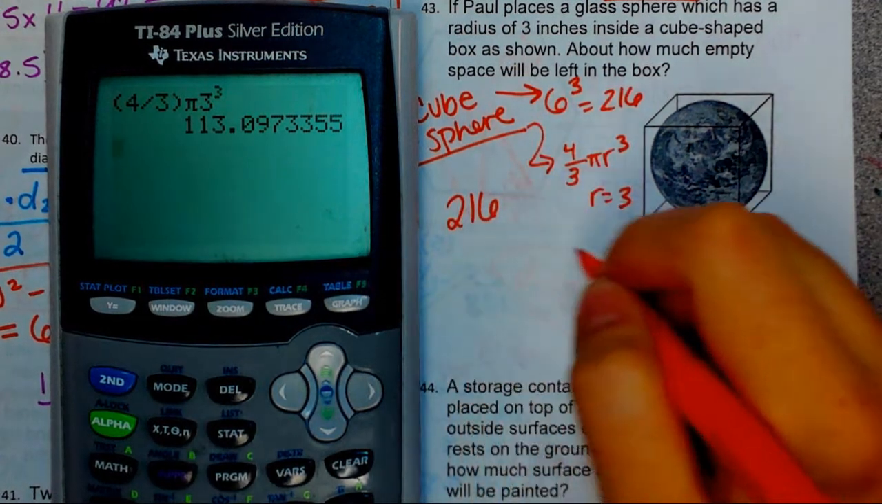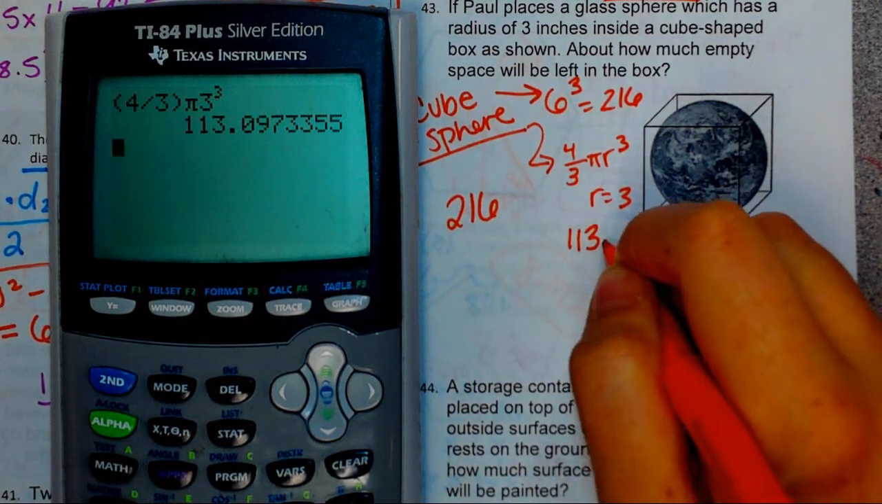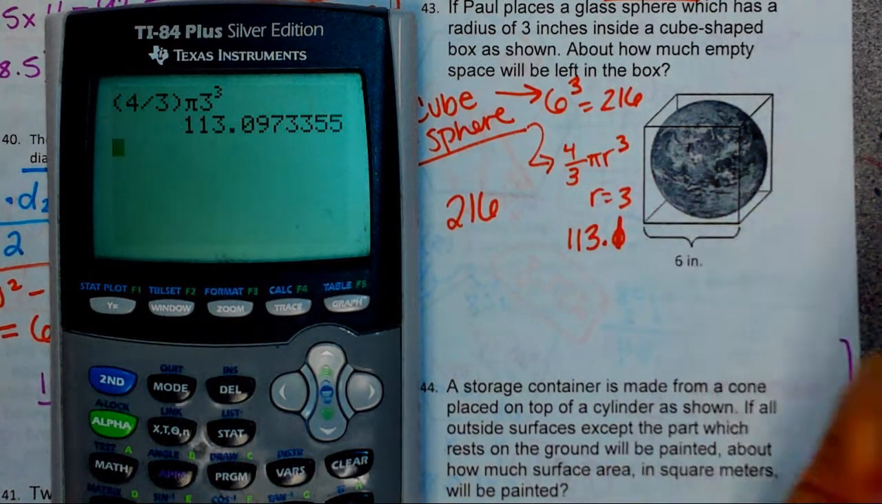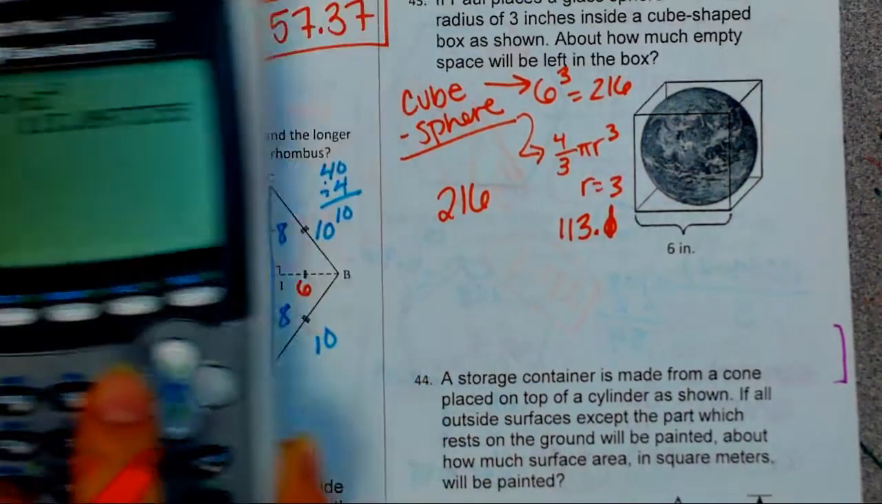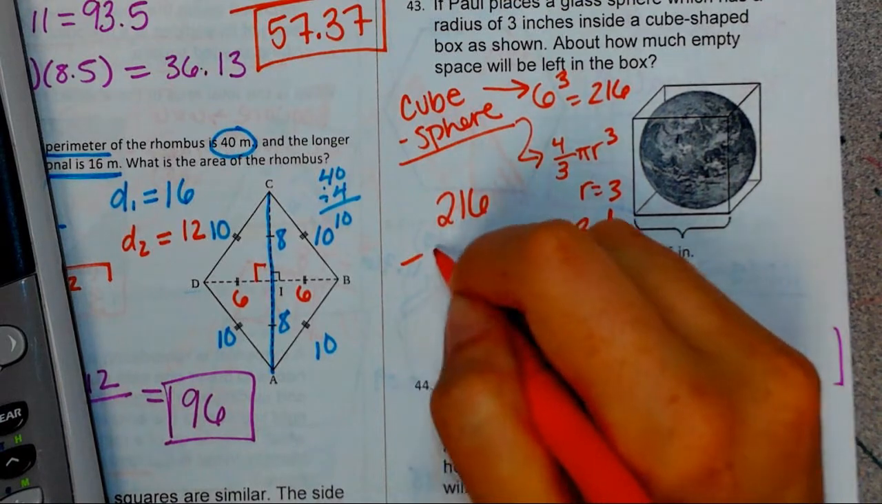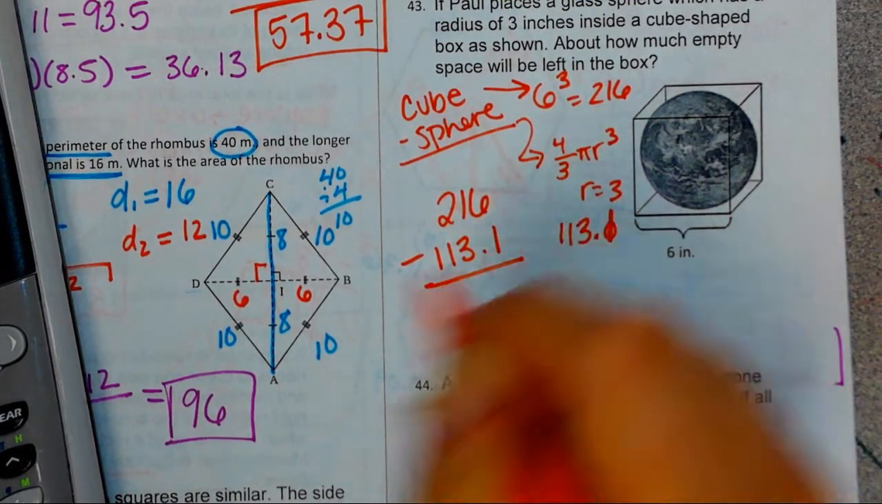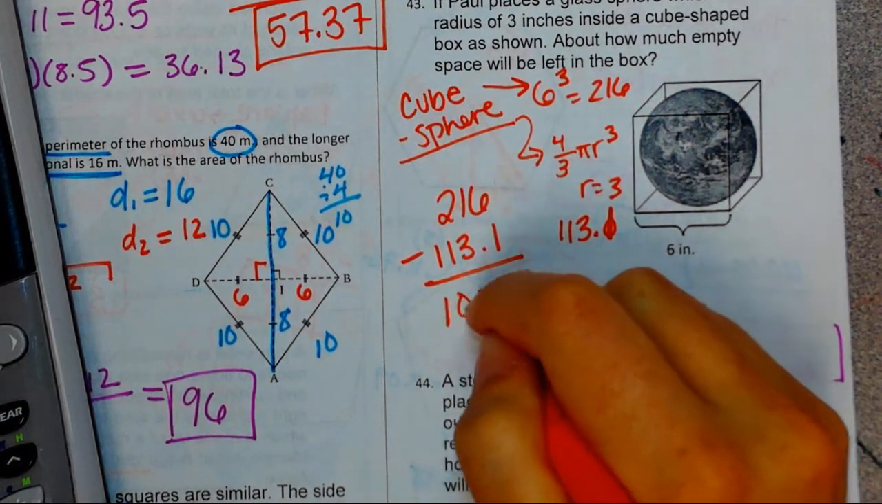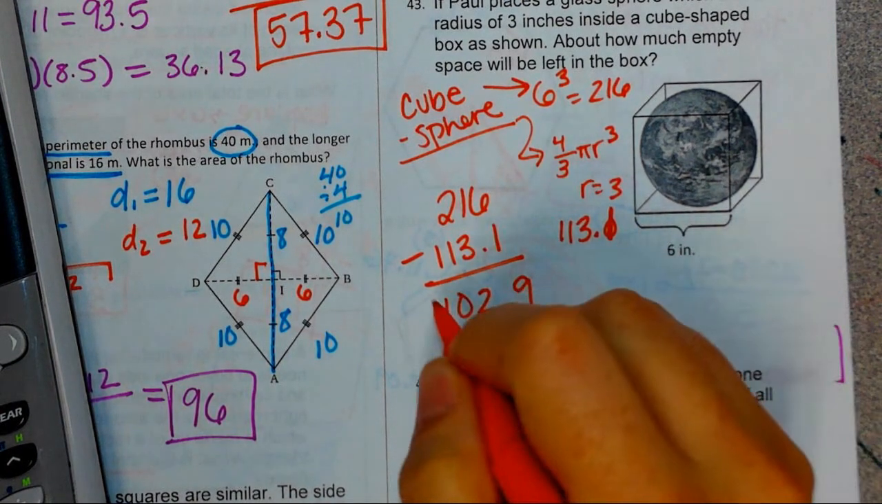Okay, so that's about 113.097. So let's round that to 113.1. Okay. Okay, so now we just subtract them. Minus 113.1. So the leftover space is 102.9.